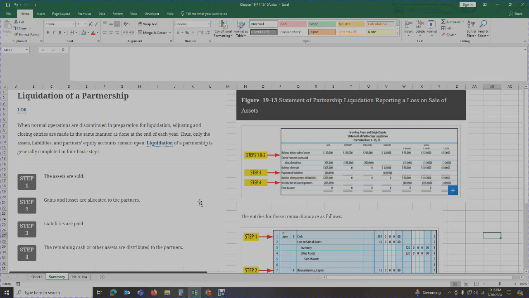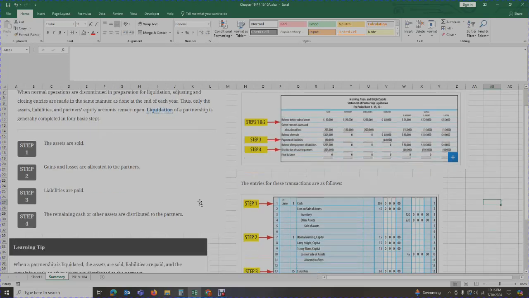So it says here, when normal operations are discontinued in preparation for liquidation, adjusting and closing entries are made in the same manner as done at the end of the year. Thus, only the assets, liabilities, and partners' equity accounts remain open. Okay, liquidation of a partnership is generally completed in 4 basic steps. Step number 1, the assets are sold. Step number 2, any gains and losses are allocated to the partners. Step number 3, liabilities are paid with the money that you got from the sale of your assets. Step number 4, any remaining cash or other assets are distributed to the partners.